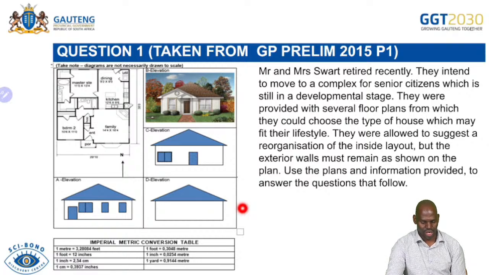Okay, so there is the information that is given. The only changes that they can make is inside. If you look at the plan, you've got bedroom 2, you've got family room, you've got the kitchen, you've got the dining room, and then you've got a master room there. Then you also have a toilet. Okay, so you also have a bathroom there. Okay, now let's see.